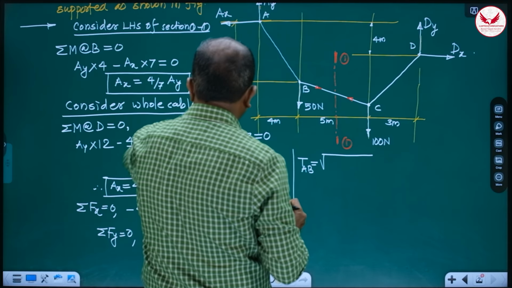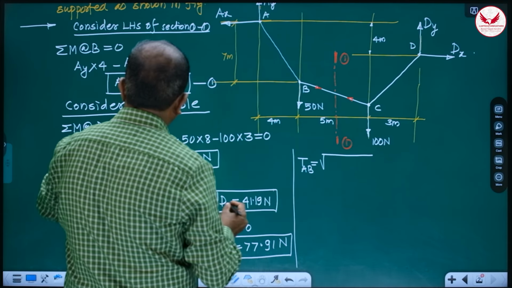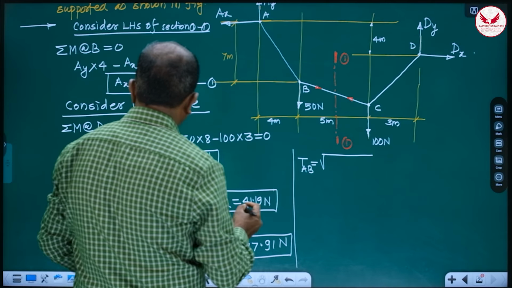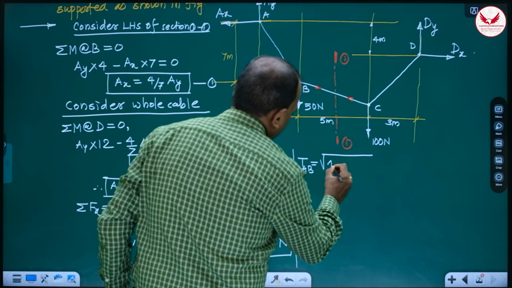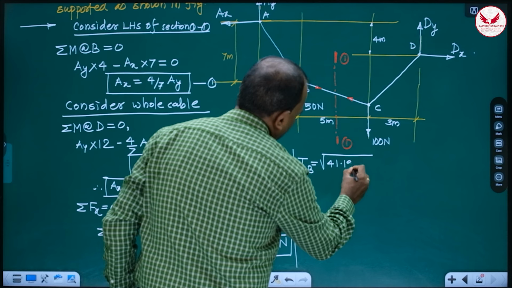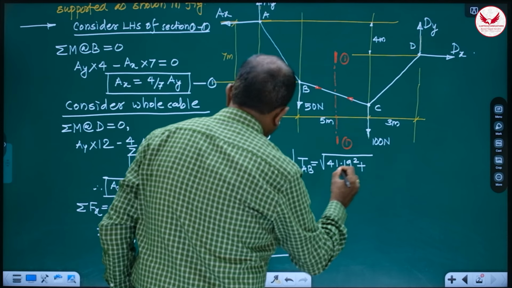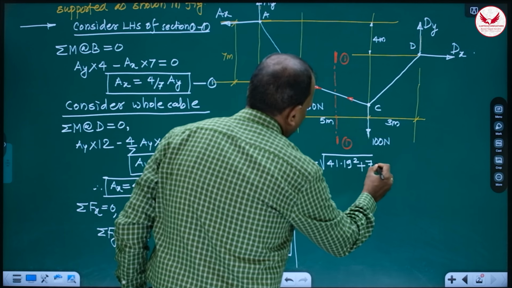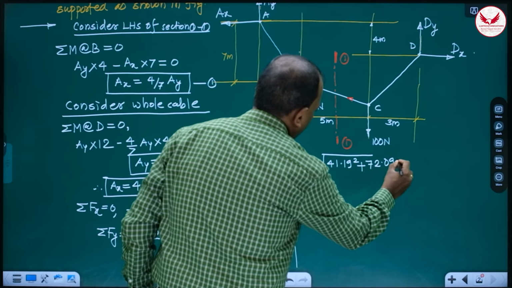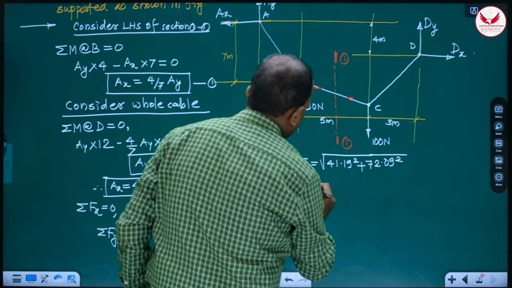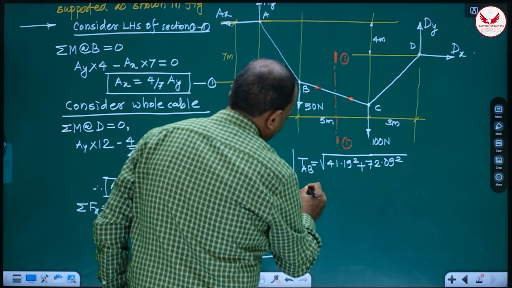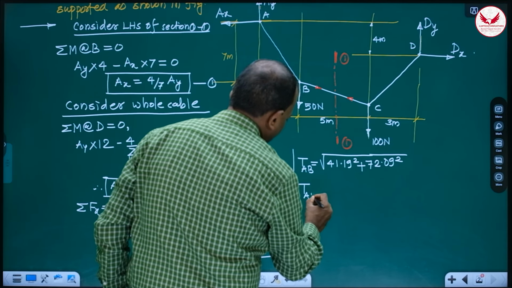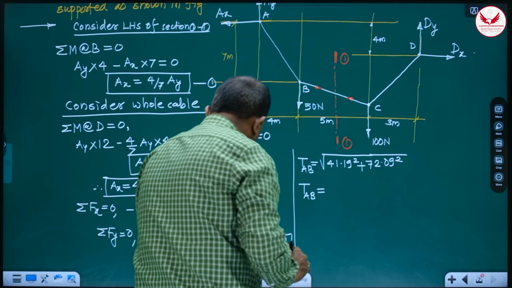TAB is going to be, directly I'll write, it is root of Ax square plus Ay square. Ax is 41.19, 41.19 square plus Ay. Ay is 72.09, 72.09 square. Means this is the reaction at A as well as tension in AB. Whatever is asked in the paper, you can write.